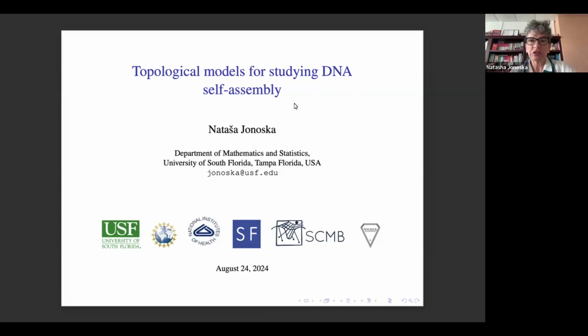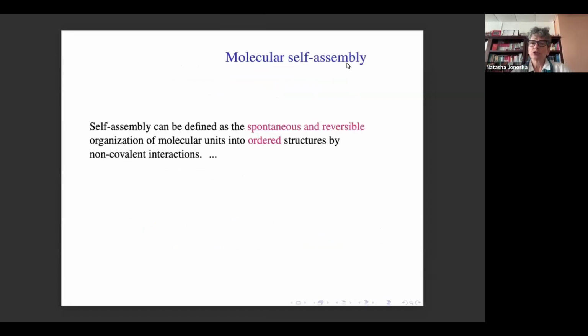So I will talk about DNA self-assembly, and in fact, I will talk about the topology that might be of interest to this seminar when these processes are happening. First, I want to mention a couple of words about molecular self-assembly. So this is more or less taken from Wikipedia or something like that.